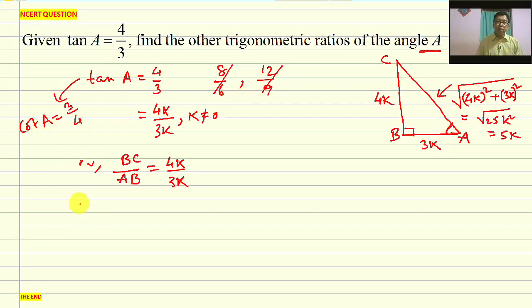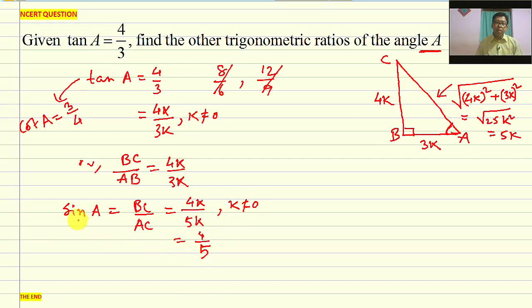Now find one by one. Sine of angle A is equal to, from the given figure, BC upon AC. What is BC? BC is equal to 4k and AC is equal to 5k, just found. Since k is not equal to 0, you can cancel k and we will get 4 upon 5.